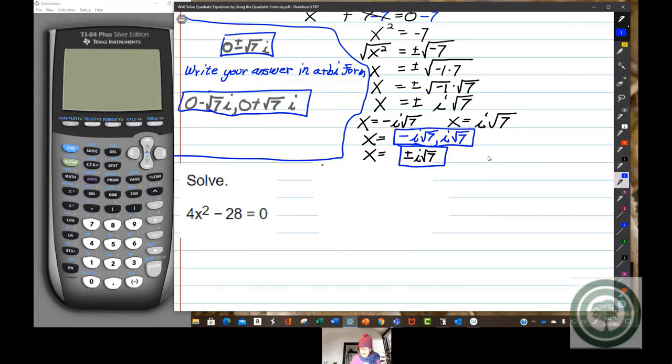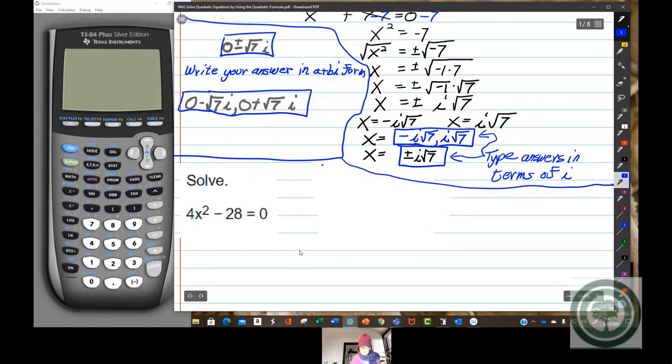And if it doesn't say answer with a plus bi, it will say give your answers in terms of i. So let's write that down. Type your answers in terms of i. It means you can do this. This is not wrong, but it also means you can be a little lazy and do it this way. Give your answers this way or this way. And the little robot in my math lab will say, thank goodness they did it the short way, like I said. If there were a little robot.